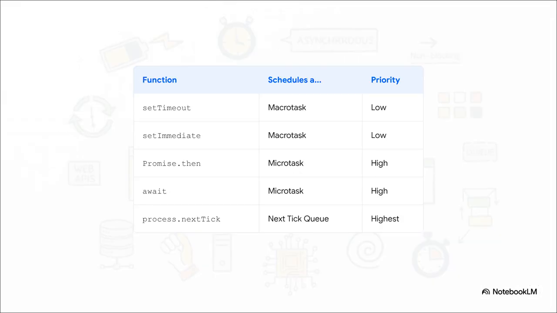So how do we keep all this straight? Well, here's a quick little cheat sheet for you. setTimeout and setImmediate, those create your standard macro tasks. Promise callbacks and await, they create those high-priority microtasks. Just knowing where things get scheduled can help you predict exactly how your code will run.